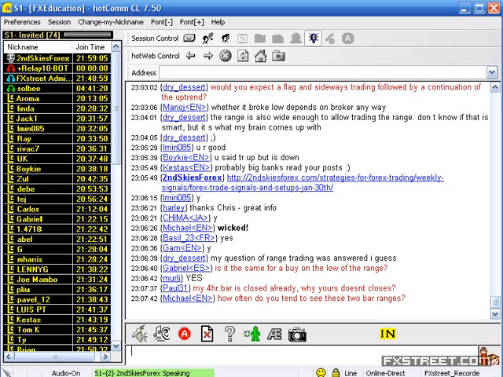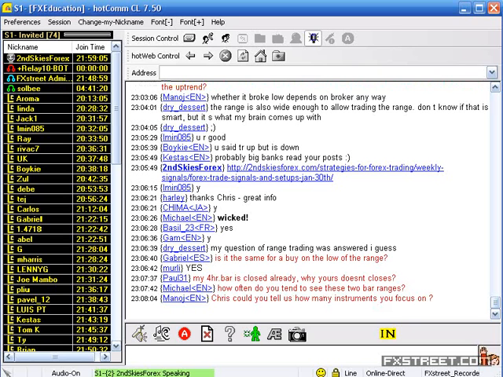I need to have a very unbiased perspective about it. So I just trade 2-bar trading ranges like that. That's how I make my plays. Manoj says, whether it broke the low depends on broker anyway. That's true. That is absolutely true. And so to give yourself a little bit of room, give yourself a couple pips, 2-3 pips, depending on the time frame.